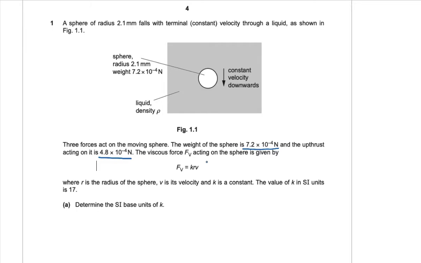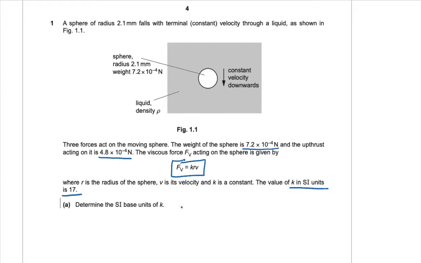The viscous force acting on the sphere is given by this formula, which they will be using in order to calculate the viscous force that acts on this sphere, where r is the radius of the sphere, v is its velocity, and k is a constant. The value of k in SI units is 17. Part A, determine the SI base units of k.